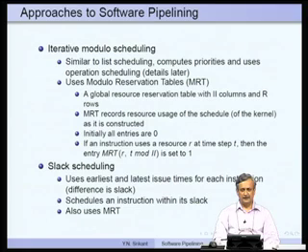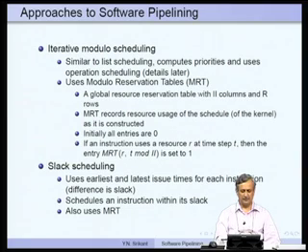Then there are 2 approaches to software pipelining. One is called iterative modulo scheduling and the other is called slack scheduling. In iterative modulo scheduling, we use a methodology which is very similar to instruction scheduling, that is the list scheduling algorithm, and we compute priorities as in the instruction scheduling algorithms, and we use operation scheduling here. In the case of instruction scheduling, we used to utilize cycle by cycle scheduling, but here as a rule we use only operation scheduling.